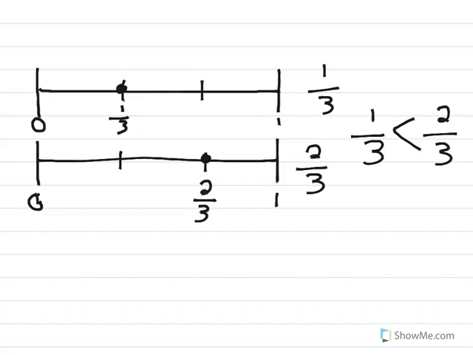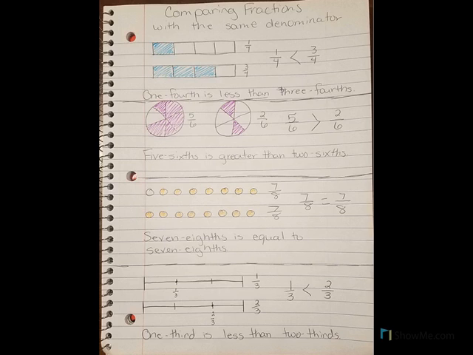Now I'm going to put it in words. Like I just showed on my number line, 1/3 is less than 2/3. So now your notes should look like this. We showed 4 different representations of our fractions, all of them with the same denominator, but a different numerator.